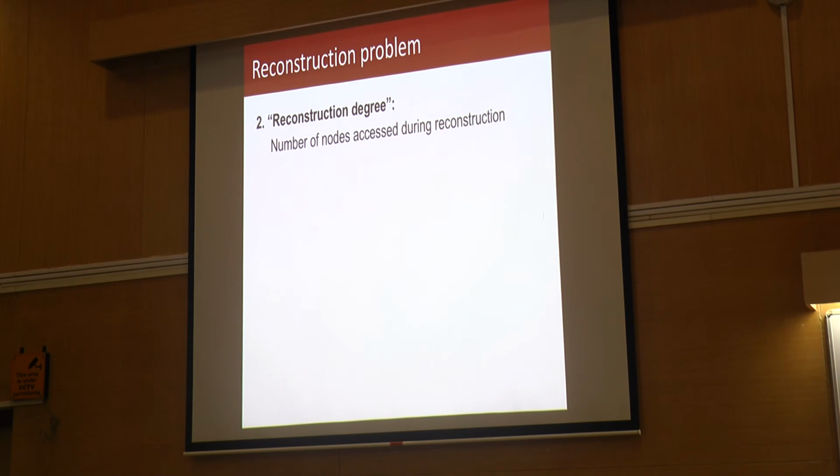Second one is reconstruction degree. So this is another aspect that is important. So here, what are called local repair codes and other ensuing works, introduced by the seminal work by Gopalan et al., address this reconstruction degree, which is basically just the number of nodes you access, not the amount of data you're reading, just the number of nodes you access, during reconstruction. We will see why it matters.